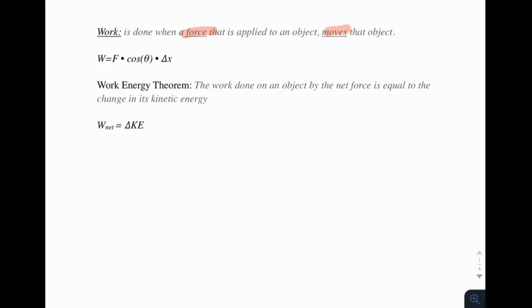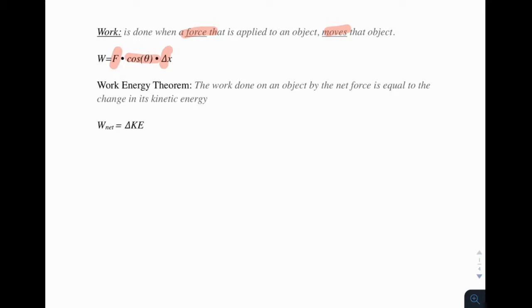But let's take a look at the definition of work here. Work is done when a force that is applied to an object moves that object. So we need to have the movement of an object and force being applied to that object. And we can see how the definition for work is related to the equation for work. We've got force and distance, or delta x, displacement, being proportional to work, or being in the equation for work.